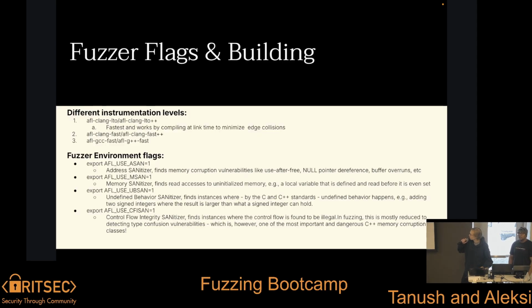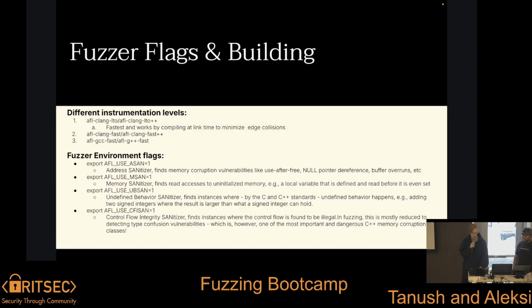Here, basically this is for when you're compiling your binaries for the fuzzer. You have 3 different instrumentation levels with AFL++. AFL Clang LTO and AFL Clang LTO++. This is the fastest, or the gold standard. It performs link time optimization, which will essentially result in slightly faster binaries that produce better coverage.